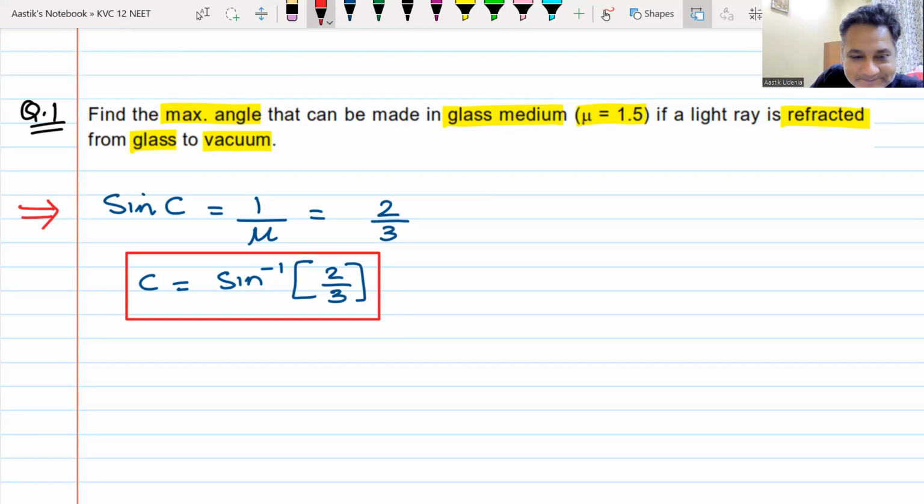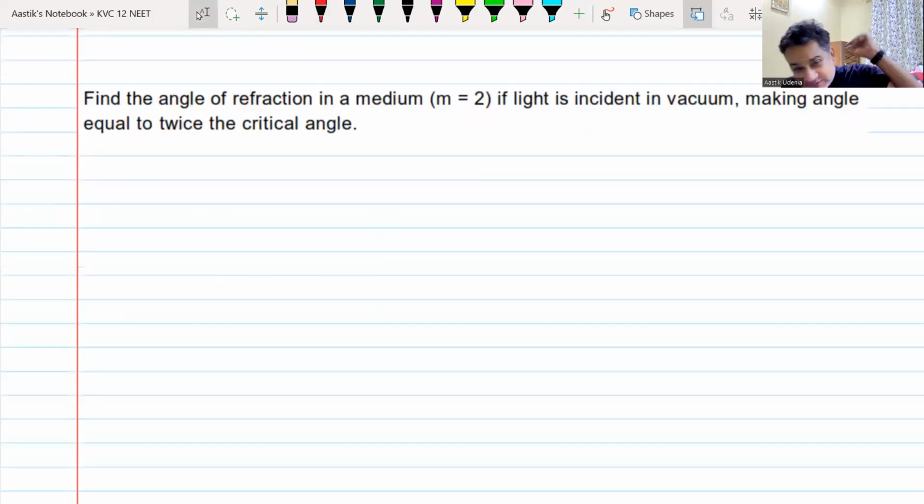Shameful day for me. Anyways, you can make it better if you can solve this question. Comes the second one. And remember, whenever total internal reflection happens, the light gets reflected back, and angle of incidence and angle of reflection become the same. Do we understand this? Yes, sir.